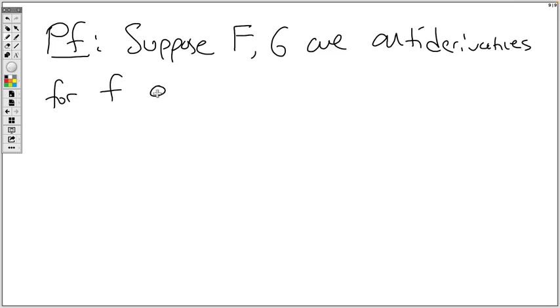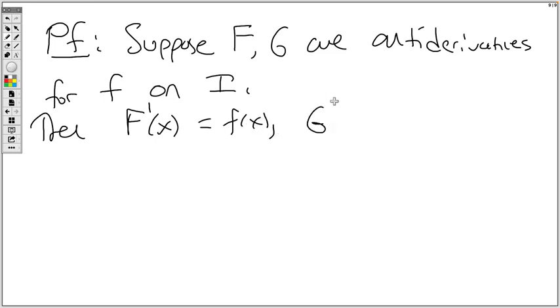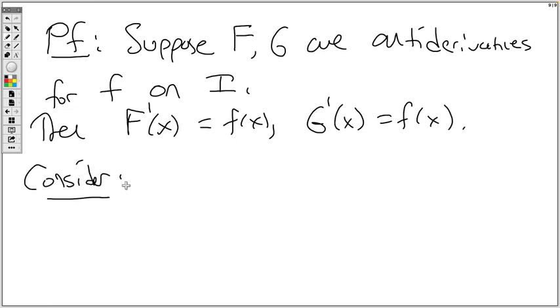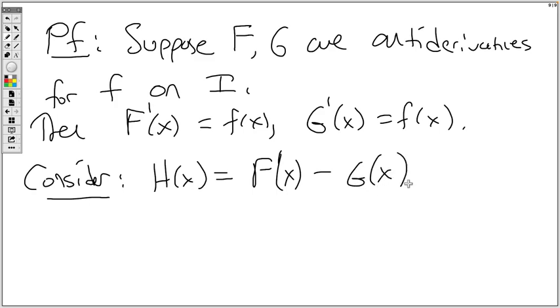For a function little f on some interval I, then that means that capital F prime, the derivative of big F, is little f, and the derivative of big G is little f. So consider capital H, which is capital F minus capital G.